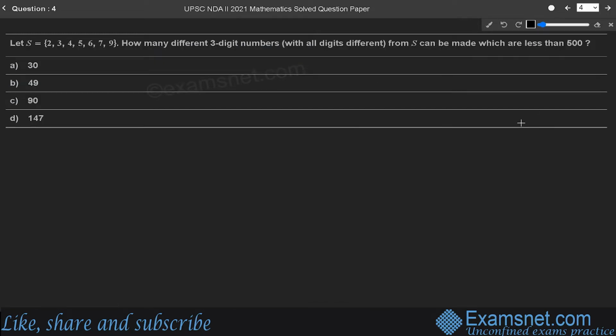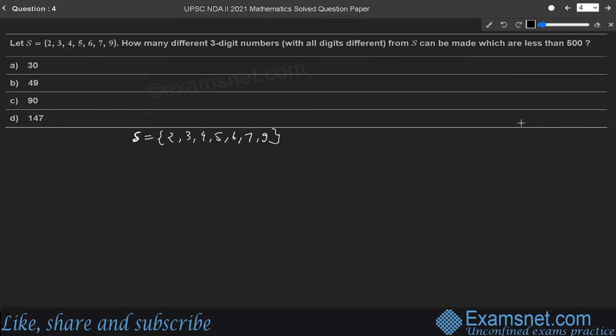Next question is, let S be equal to {2, 3, 4, 5, 6, 7, 9}. A set is given which consists of all these elements. How many different 3-digit numbers with all digits different from S can be made which are less than 500? Whenever this type of question comes, the first thing we have to check is whether in the question it is given that repetition of digits is allowed or not.